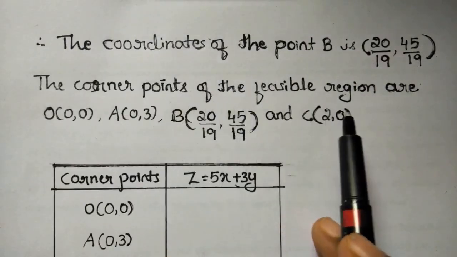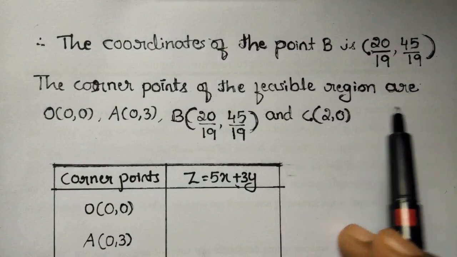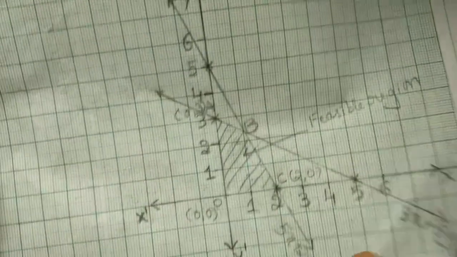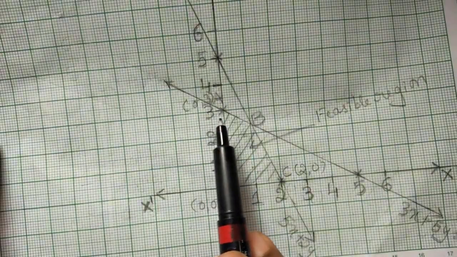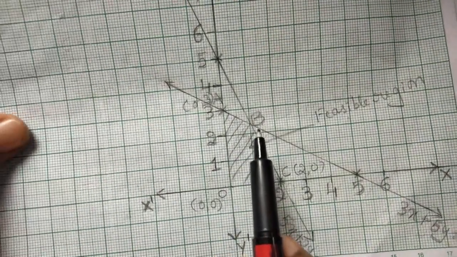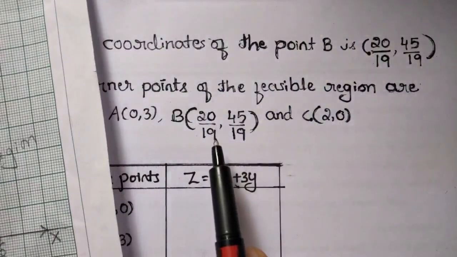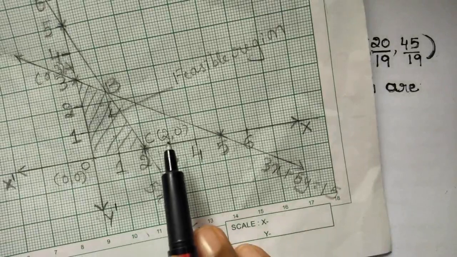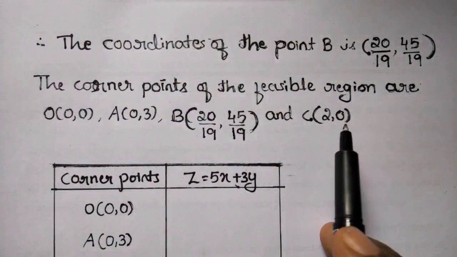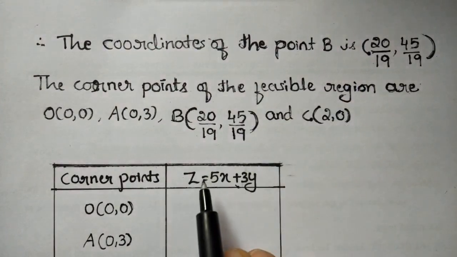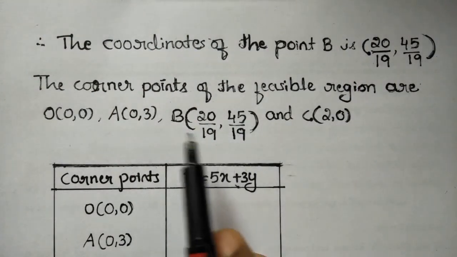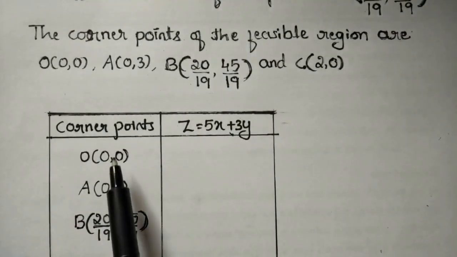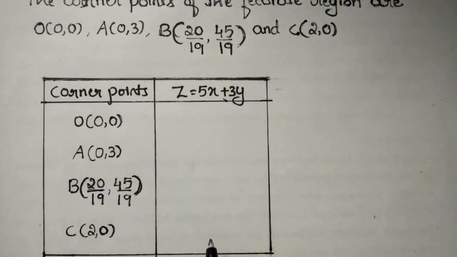The corner points of the feasible region are: one is the origin with the coordinates 0, 0. Another point is A. The coordinates of A are 0, 3. Next point is B. The coordinates of B are 20 by 19 and 45 by 19. And the last point C, the coordinates of C are 2, 0. Now the next step is to evaluate the value of the objective function z at each of these corner points. So we draw the table with two columns. One is for corner points, another is for the value of z.